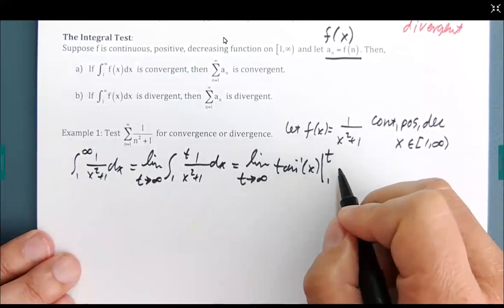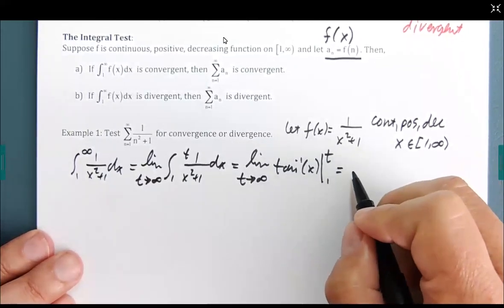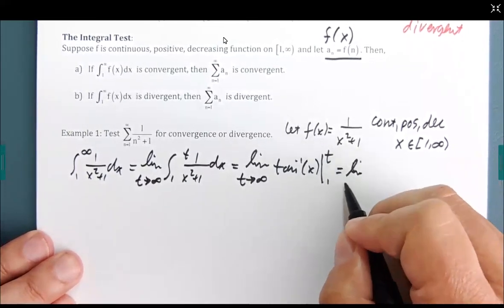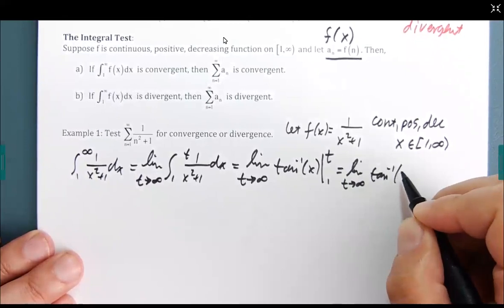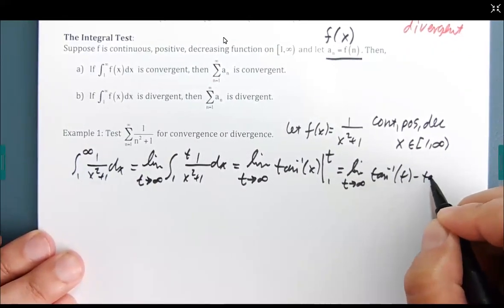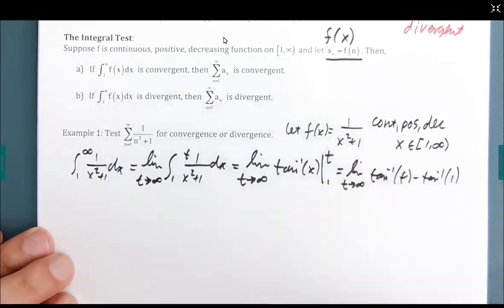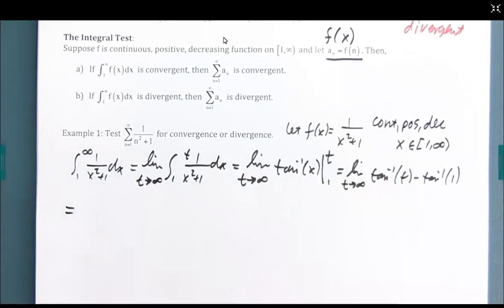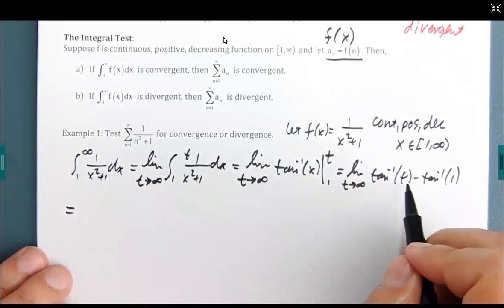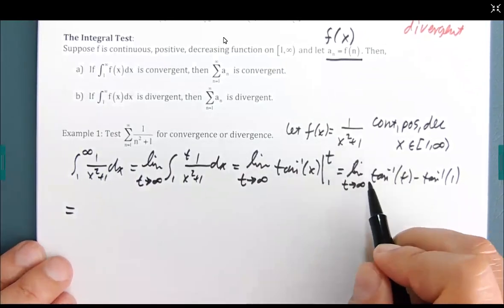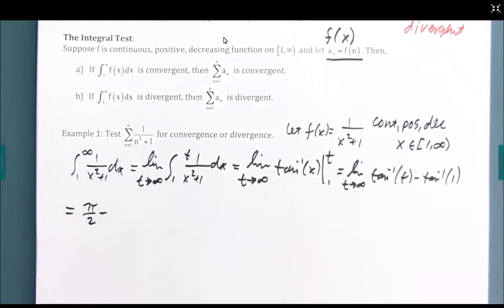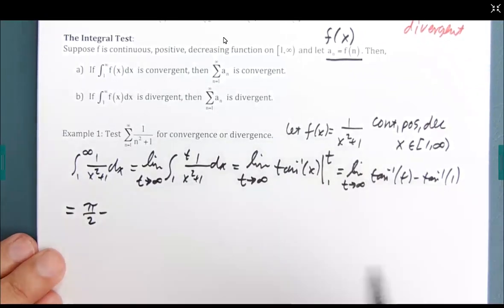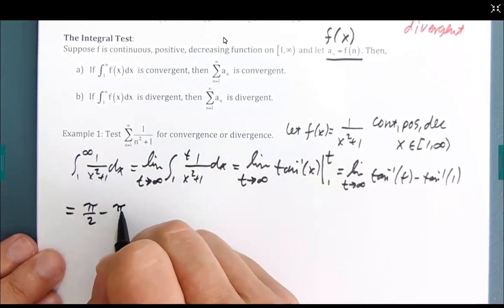And we end up with the limit as t approaches infinity of inverse tangent t minus inverse tangent of 1. Now, one of the nice things about inverse tangent is as t goes to infinity, inverse tangent goes to pi over 2. If you take a look at the graph, it's bounded by pi over 2 at the top and negative pi over 2 at the bottom.